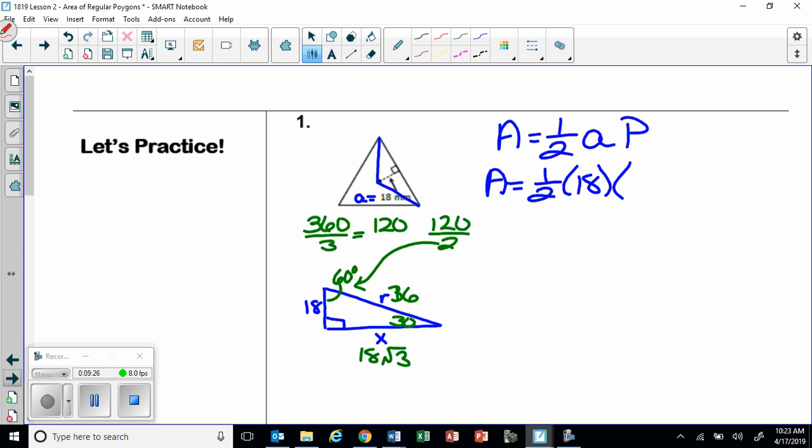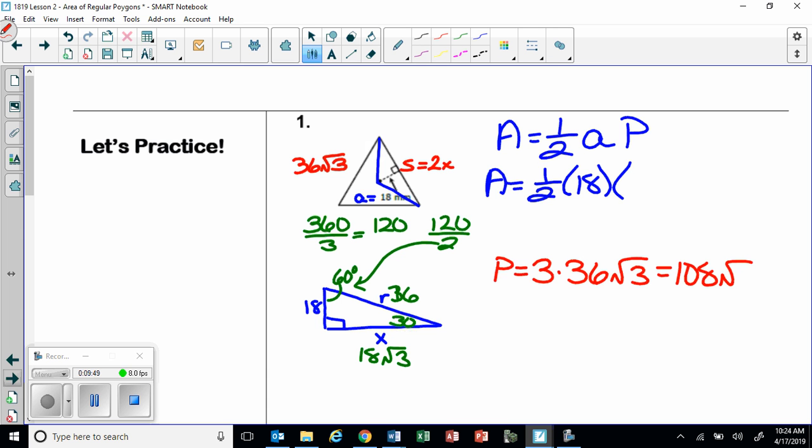My side is 2x, so this side is 36 square root 3. My perimeter is 3 times 36 square root 3. That's 108 square root 3, which I'm going to substitute in. What do we get? We get 972 times the square root of 3 millimeters squared.